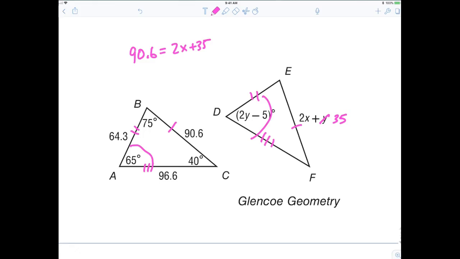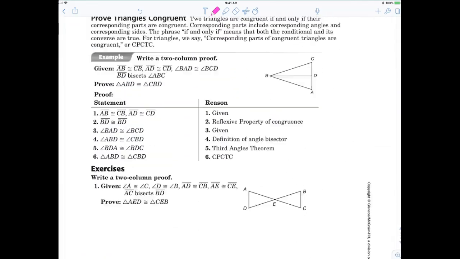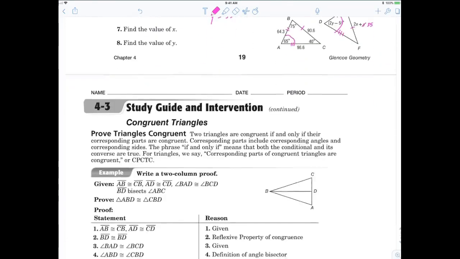All right, so then what is that? 2x is equal to 55.6, I believe. And then x is equal to 27.8. All right, so again, let me see what I ask you to do here. All right, again, this over here we'll say is done. All right, let's go down here now.